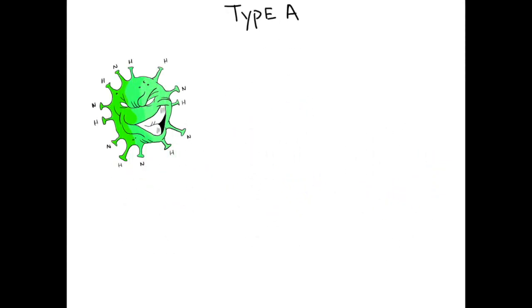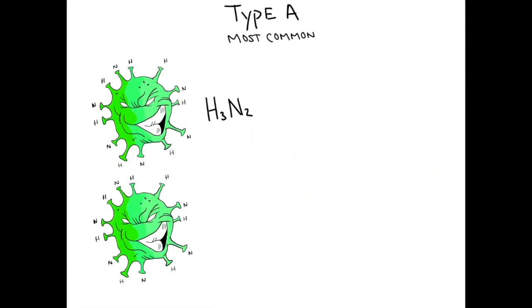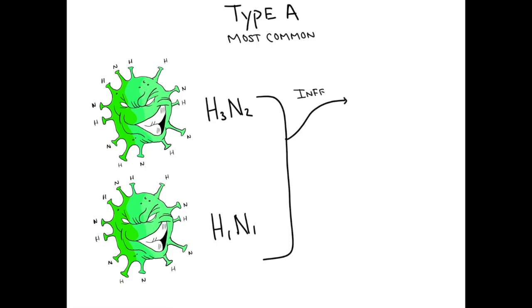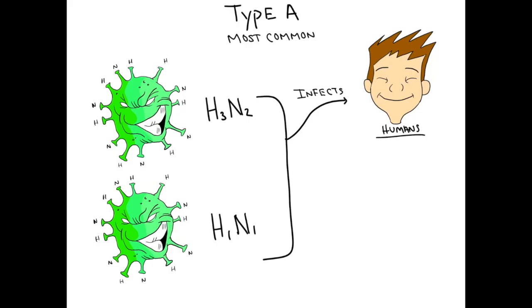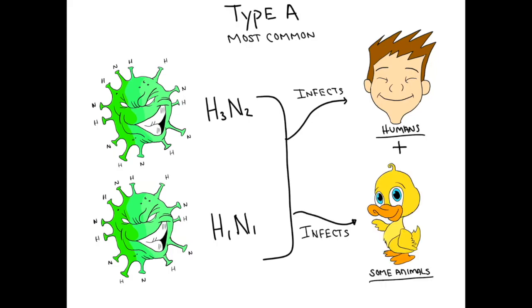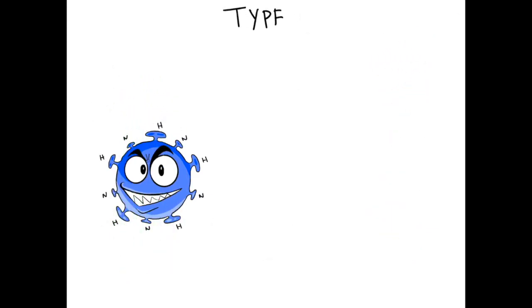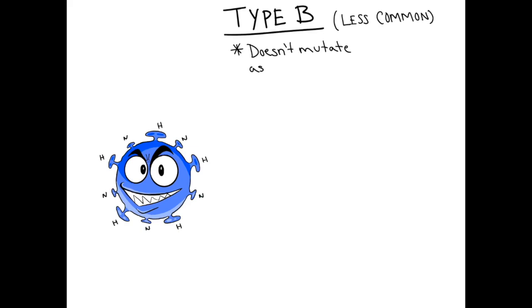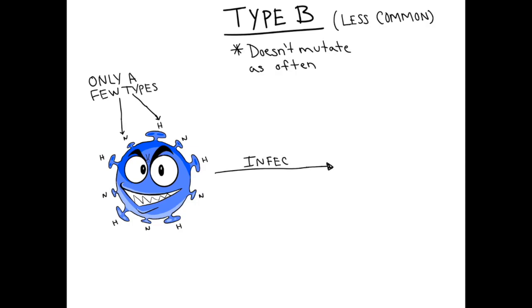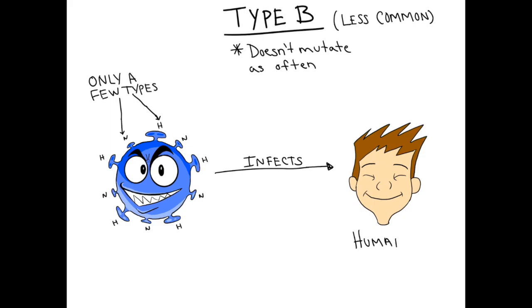Influenza type A, more specifically the H3N2 virus and the H1N1 virus, are the most common type A viruses in circulation, both of which can infect humans as well as some animals. Influenza type B is less common than type A, and it does not mutate as often, which is good news for our immune system. Influenza type B does contain the H and N proteins, however, there are only a few variations that only have the ability to infect humans.